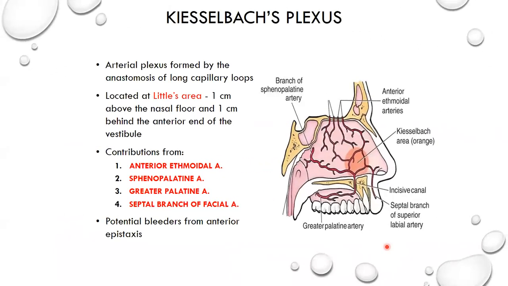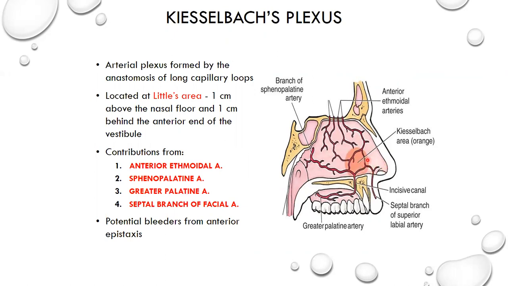Another clinical anatomy, as I mentioned earlier, is Little's area, clinically also known as Kiesselbach's area. This is the area where an arterial plexus is formed by all the blood supply of the medial nasal septum. This area is located approximately 1 centimeter above the nasal floor, 1 centimeter behind the anterior end of the vestibule.